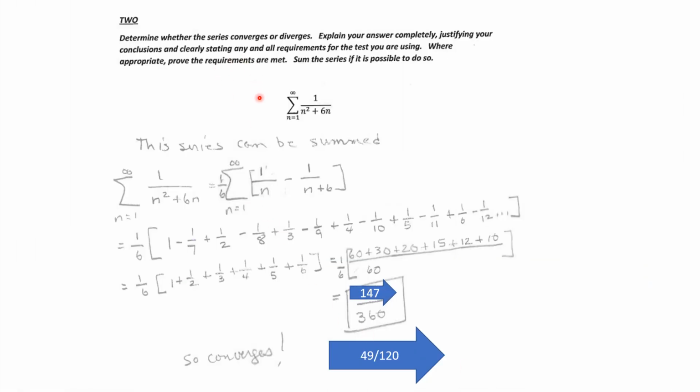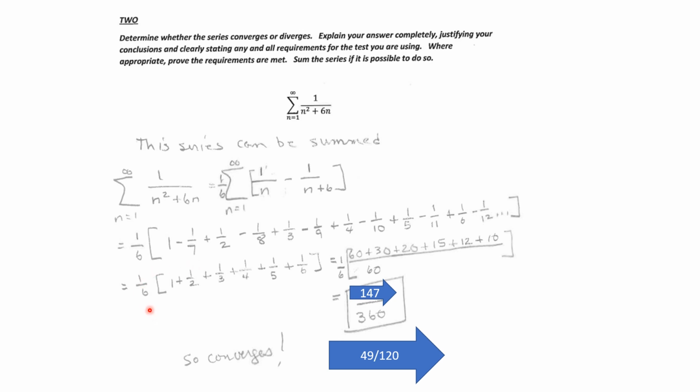Number two, a similar problem. You were to determine whether this converges or diverges, but also I asked that you sum the series if it is possible to do so. And in this case, it is possible to do so, because you can use partial fractions on the summand, and you will get 1 over 6n minus 1 over 6 times n plus 6. And so if you write that out, you will see that from 1 over 7 on, it cancels out.